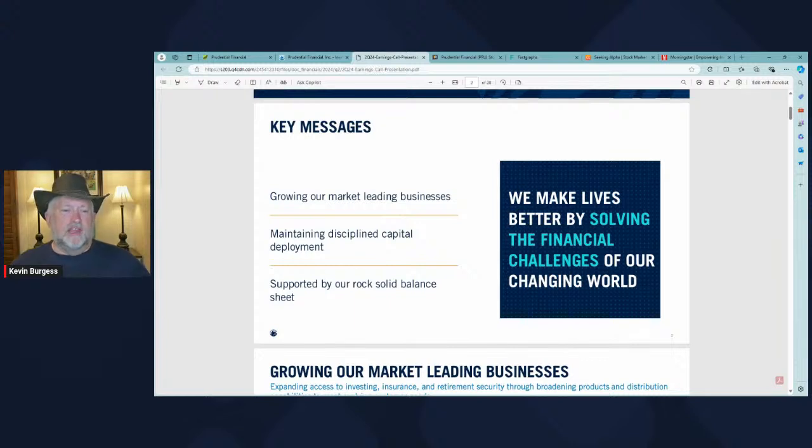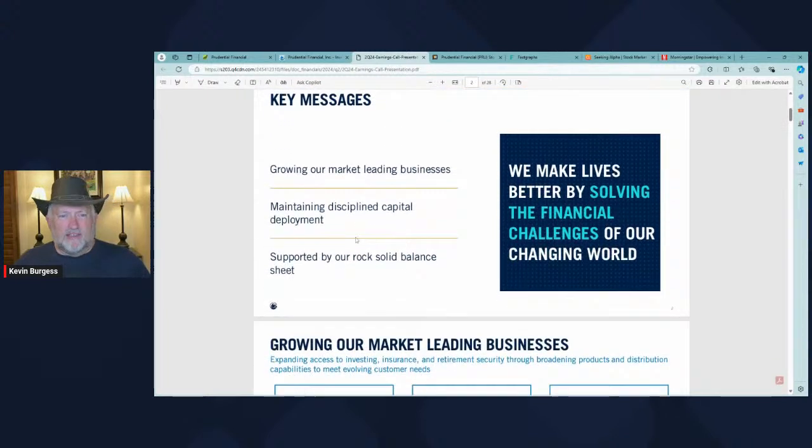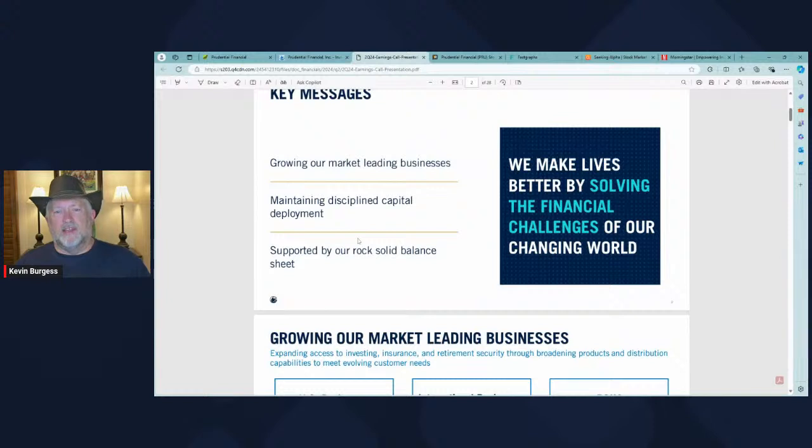They want to maintain disciplined capital deployment. Don't we all, right? Even in our portfolios, we want to maintain that. So neither of those are very explicit. And then they're supported by their rock solid balance sheet. Well, that's great. Even those key messages don't resonate with me because they don't really tell me anything about Prudential that some other company doesn't want. And then they've got this cute little phrase here: we make lives better by solving the financial challenges of our changing world.